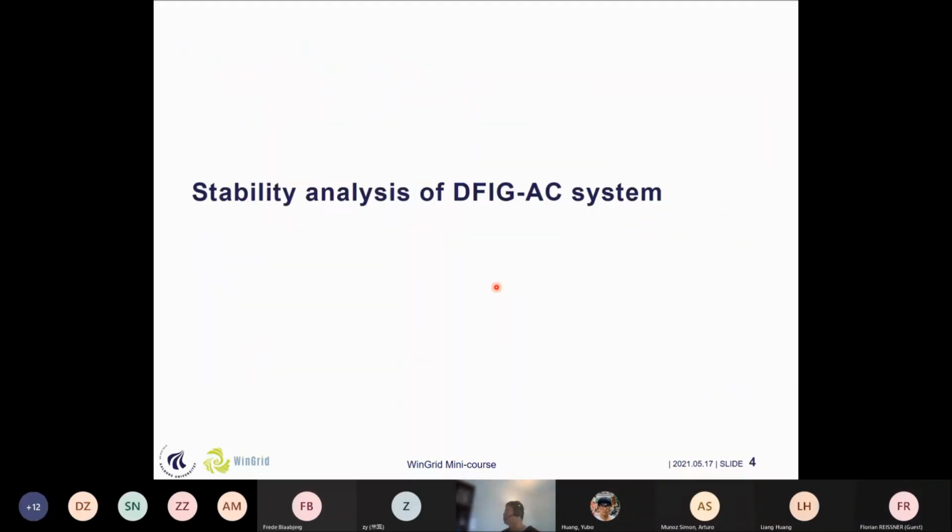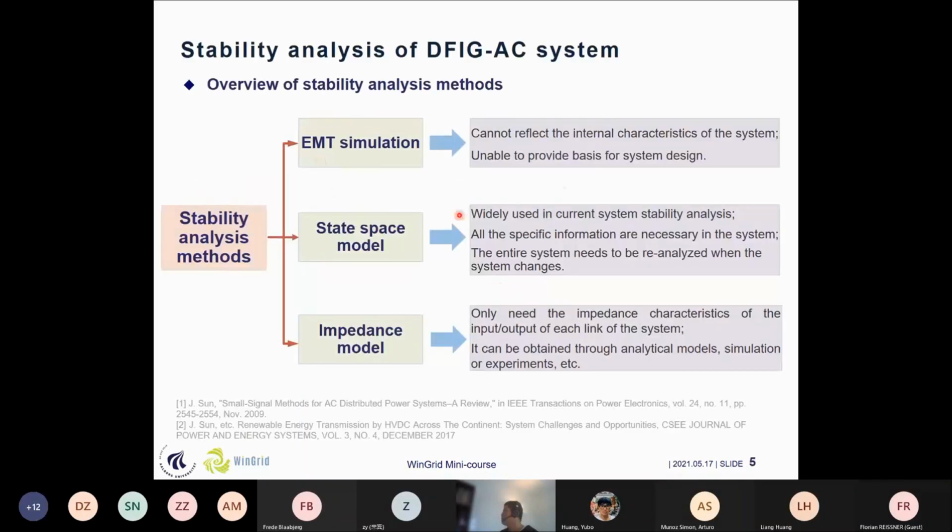So here I'm going to talk about the stability analysis of the DFIG AC systems. And in these slides, I'm going to make an overview of the existing stability analysis methods. And I think that most researchers are based on 3 analysis methods. First is the EMT simulation, the electromagnetic transient simulation.